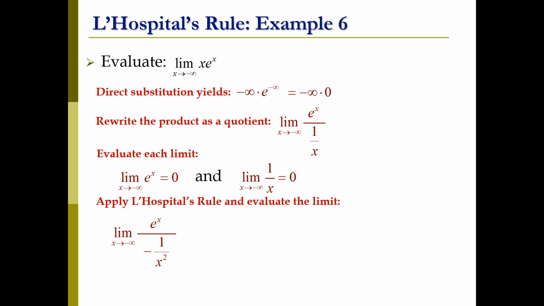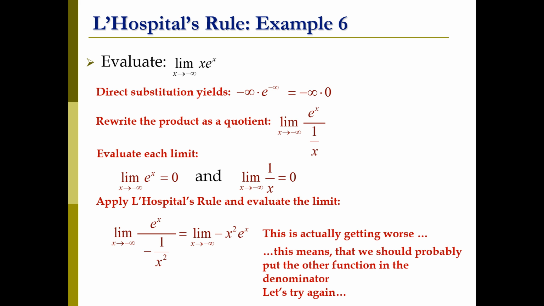We can apply L'Hopital's rule. If we apply L'Hopital's rule, the derivative of e to the x is e to the x, and the derivative of 1 over x is negative 1 over x squared. If we simplify that, we're going to get the limit as x approaches negative infinity of negative x squared times e to the x power. If we use direct substitution, we actually see that this is getting worse. We still get infinity times 0.